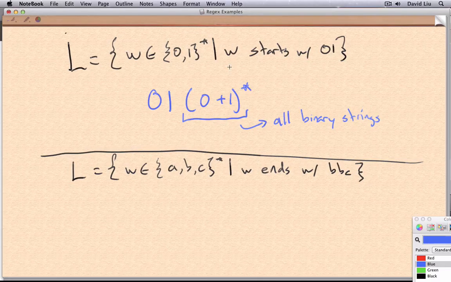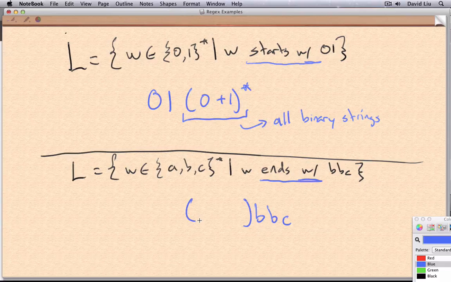And in general, this kind of regular expression works whenever you have a condition that you want your strings to start with something. And if you flip this around, it's not too hard to see that if you want your strings to end with something, it's the exact same idea. So here we want all of the words over the alphabet ABC that end in BBC. So here's my BBC, and then anything can come before it, so that's A plus B plus C, star.